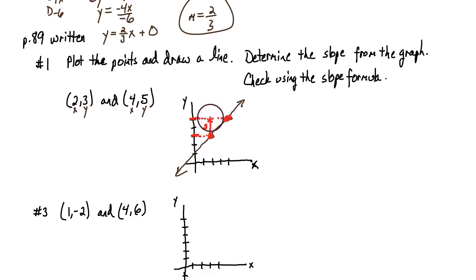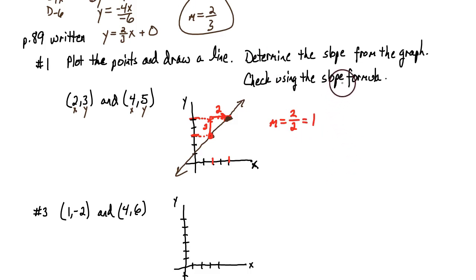Okay, then running horizontally, it's 2 units. I know that because I'm using the marks on the x-axis. From here, moving to the right to this mark is 2 units. So our slope is rise of 2 over a run of 2, which reduces to 1. We're asked to check this using the slope formula.